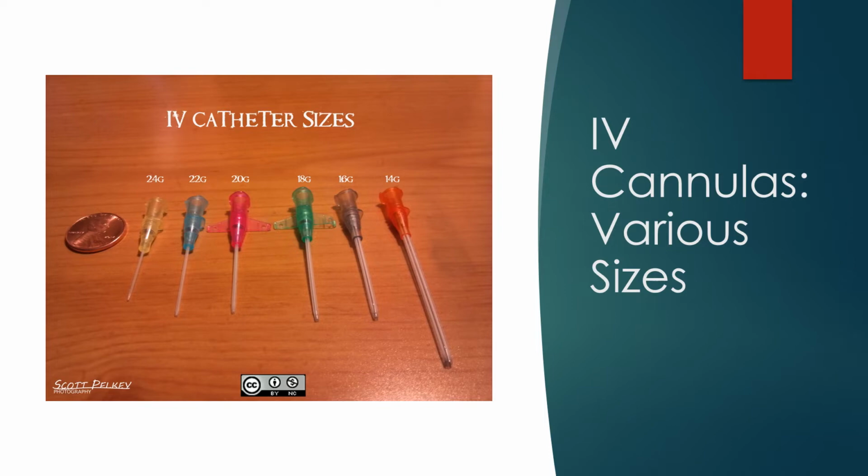So this slide just shows you the different colors I was talking about, and each color is going to represent a different gauge size, and you can see those there. The 14 gauge is going to be for your really fast fluids, blood volumes, those really thicker, viscous fluids that have to be run, versus your little 24 gauge, which might be like a hand placement on a tiny little baby.